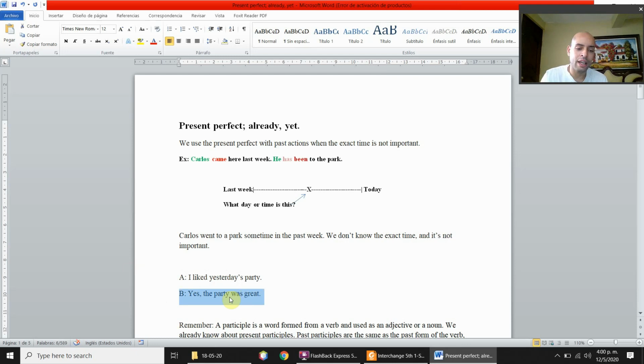For example, let's check out the answer here. Here we are being specific. I liked yesterday's party. And person B says, yes, the party was great. The second sentence here, we don't say it was yesterday because it's not necessary. Because the first person already stated that the party was yesterday. So we don't have to repeat again that the party was yesterday. So we can use the simple past here. We don't have to say, yes, the party yesterday was great. No, we don't have to do that. We just have to say, yes, the party was great. And we can still use the simple past.